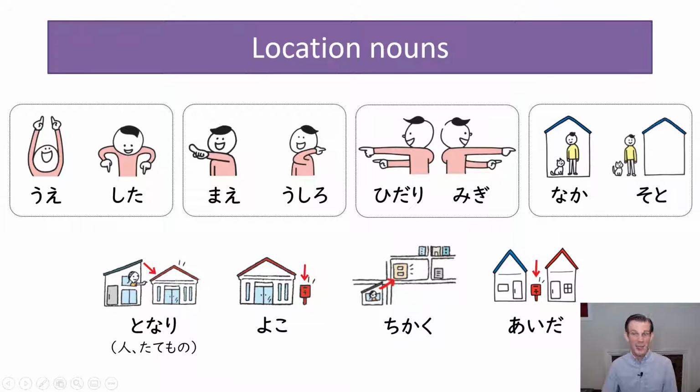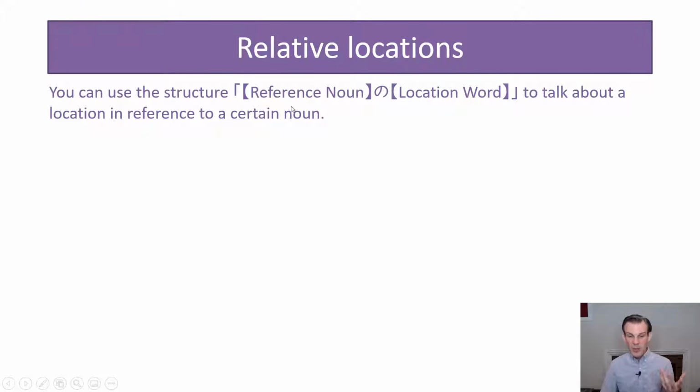So these location nouns, they refer to certain spaces in relation to something else. So ue is the space above something, shita is the space below something. When we combine them with a referent noun, no, location noun, then it becomes in front of, above, below, behind, etc. So we use this structure, reference noun, no, location noun, to talk about the location of something in reference to something else.